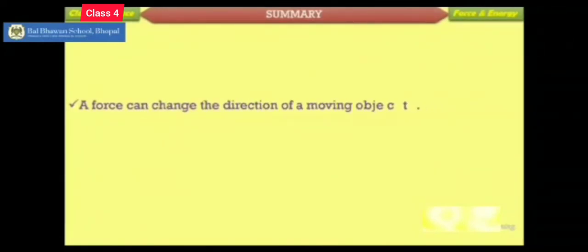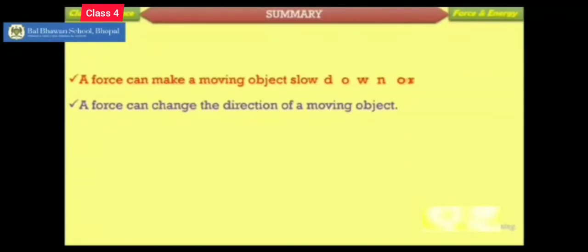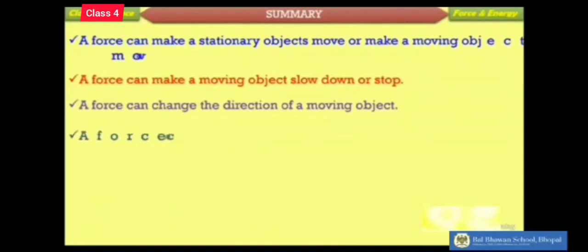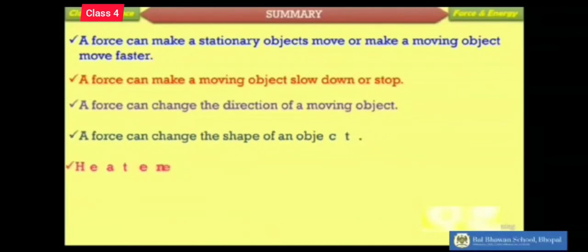Now let's summarize the whole chapter, force and energy. In this chapter, we have discussed that a force can change the direction of a moving object. A force can make a moving object slow down or stop. A force can make a stationary object move or make a moving object move faster. A force can change the shape of the object.